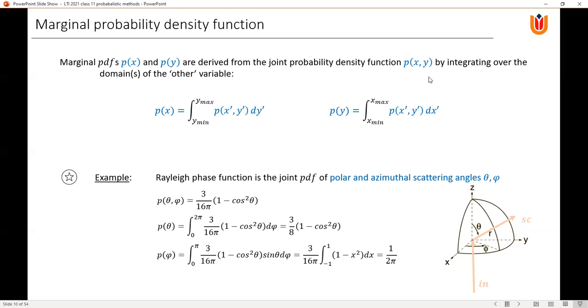Same thing if you want to calculate the probability density function of phi only: we have to integrate over theta. That is a little bit more complicated, but quite doable. So from 0 to pi of this expression, remember it's polar coordinates, so sine theta d theta. You can make the usual substitution of cosine theta as x, change the integration boundaries, and then you get this. So a flat distribution.